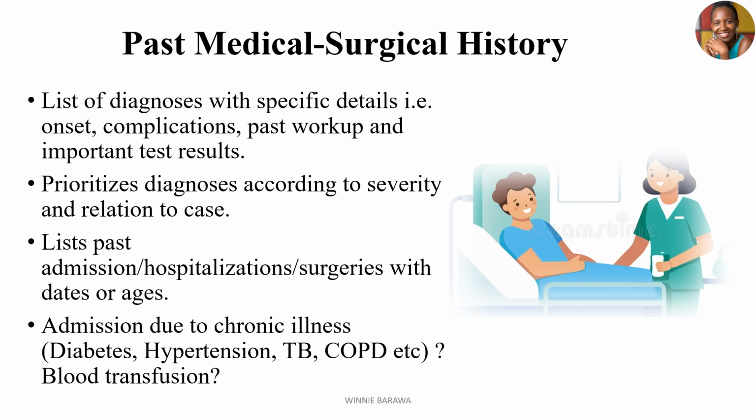Are these two related? And then list any past admissions, hospitalizations, and surgeries, giving the dates and even the age when this was done. And then bring out admissions due to chronic illnesses. Mention these admissions with their diseases. Describe the management that was done when this client was in that particular state. So highlight the past medical and surgical histories.